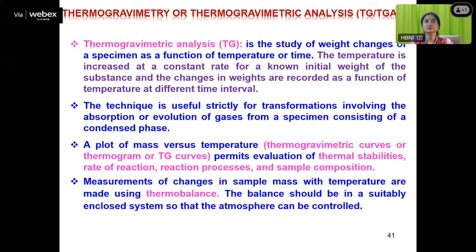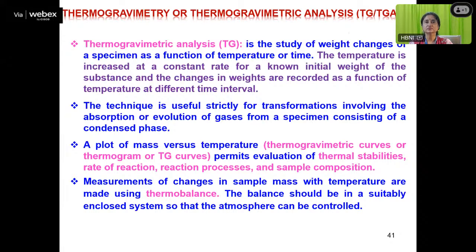Now let us see what is thermogravimetry or thermogravimetric analysis. Thermogravimetric analysis is the study of weight change of a specimen as a function of temperature or time. Now the temperature is increased at a constant rate for a known initial weight of the substance, and the changes in weight are recorded as a function of temperature at different time intervals. So just go through it slowly, you will know what it actually is.